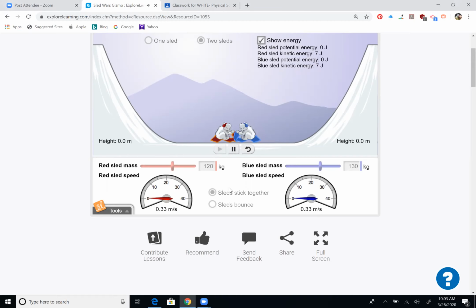All right, so when they crash, the red sled wins, not by very much, but by a little bit. Last one. We're going to bring him down to 5 meters and 100 grams. He's going to go up to 45 and 40 grams. And we're going to see their speed. Red sled speed is 9.90 meters per second. Blue speed is 29.7 meters per second.